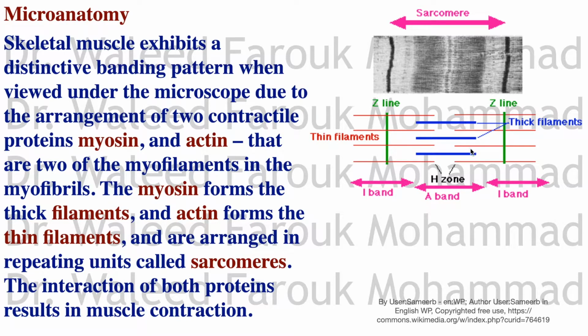The I band is the area that has the Z line, or the disc that holds the actin fibers together, in the middle. This is the I band. Because of this unique arrangement of thick and thin filaments, it gives the pattern of striations of the muscle, and the area between two successive Z lines is called the sarcomere, which is the functional unit of the contraction of the muscle.